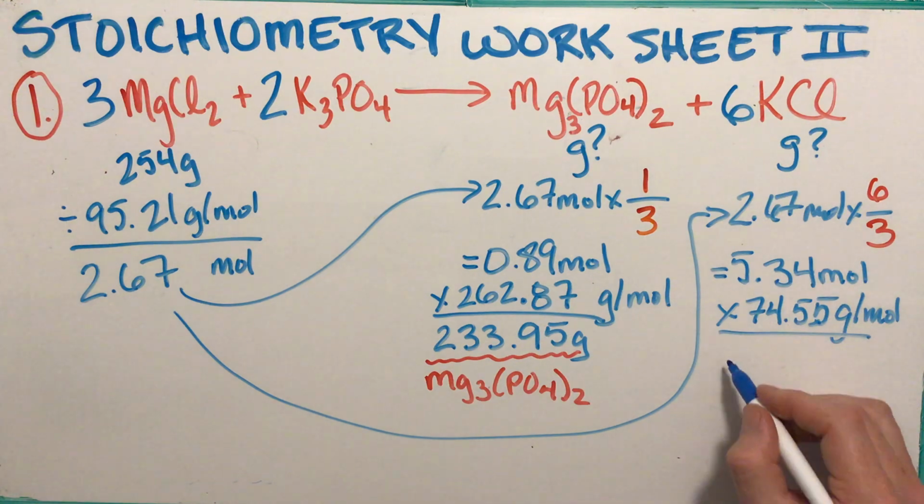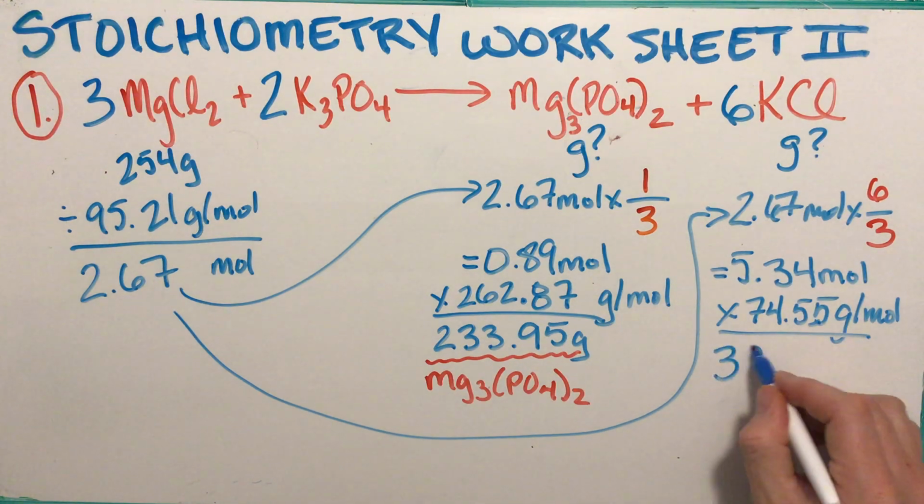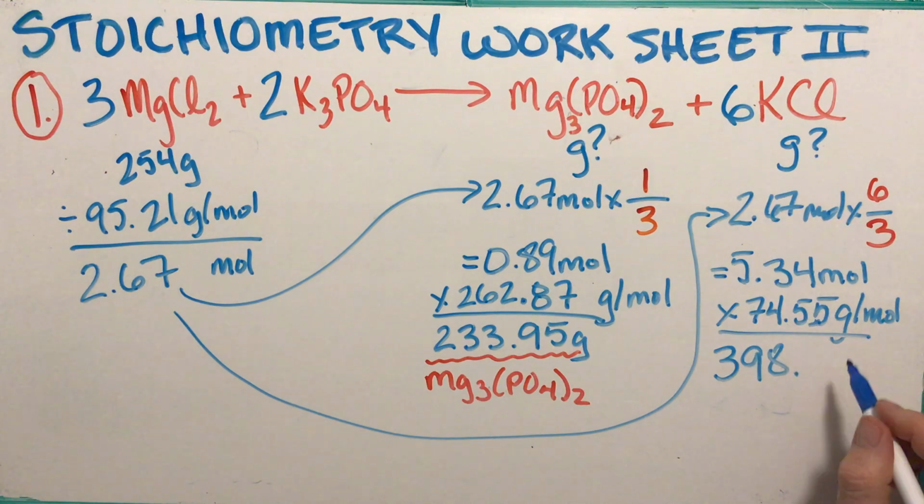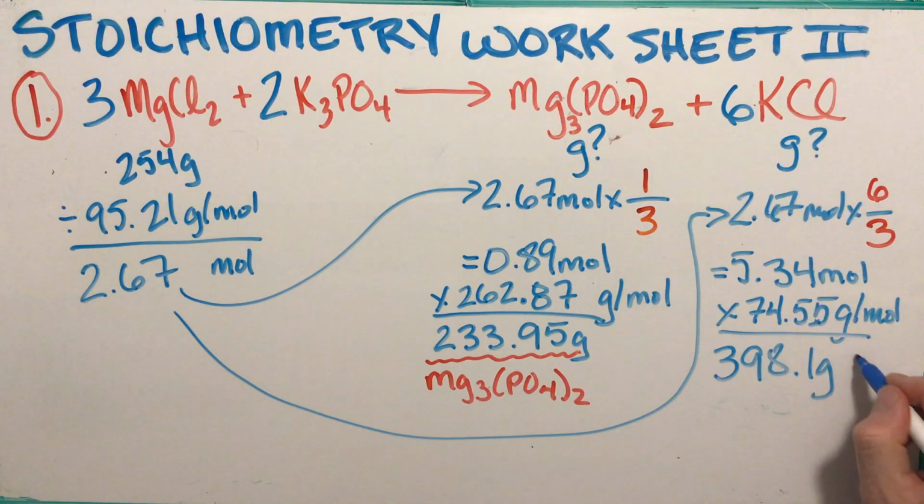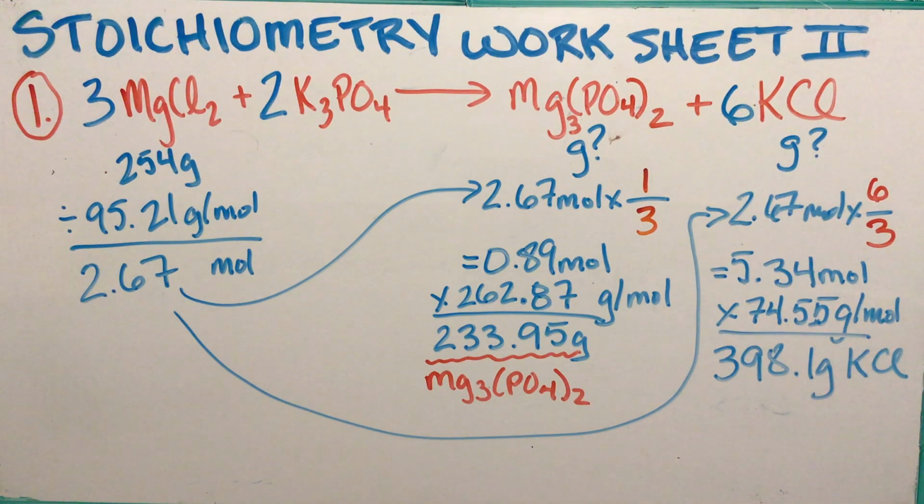And when I multiply those together, I get 398.1 grams of KCl. And those are the masses of the two products. All right.